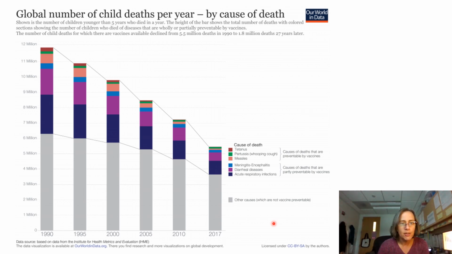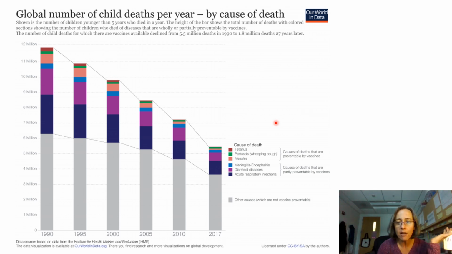So let's focus in, and if you look, although we did, from kind of 6 million down to 4 million, right? And a sizable chunk of this are these other causes that are not vaccine preventable. These colored bars are the vaccine preventable illnesses. So look, we have almost completely eliminated measles. That's so cool. Same for tetanus, right?